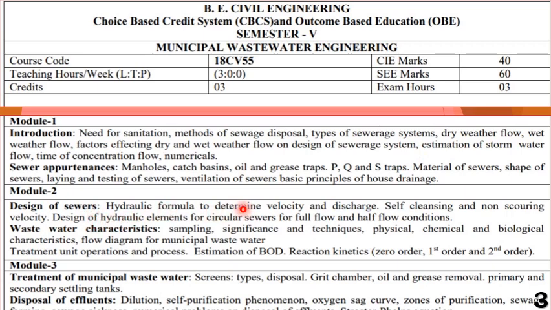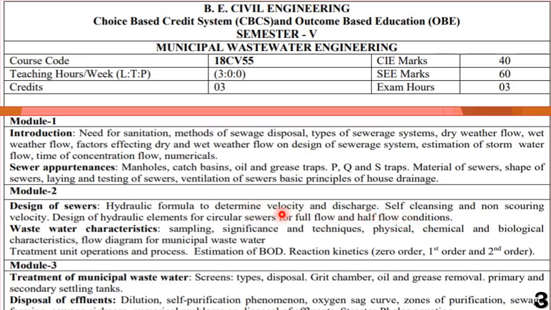Using hydraulic formula, how to determine the velocity and discharge? You know, very simple formula. Q is equal to AV, right? Q is the discharge, that is the quantity of water flowing with respect to time T. And Q is equal to A into V. A is the cross-sectional area of the pipeline, A is equal to pi d square by 4, right? The D is unknown, Q you know.